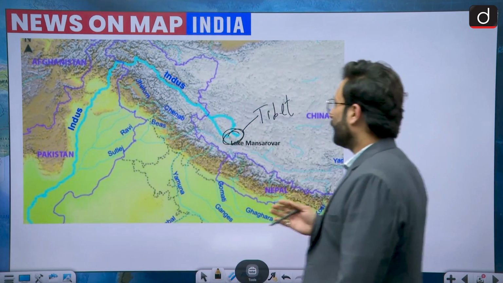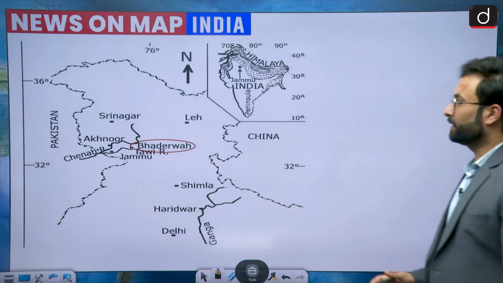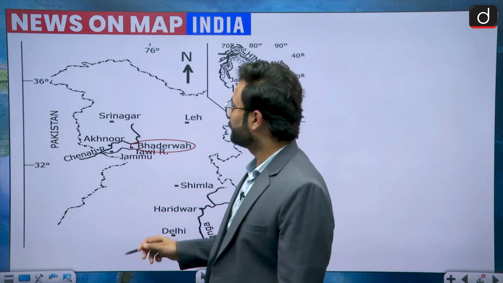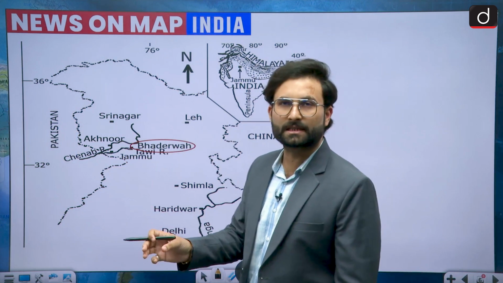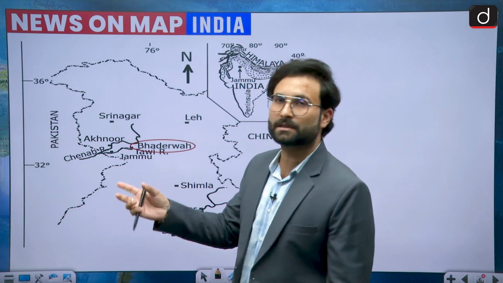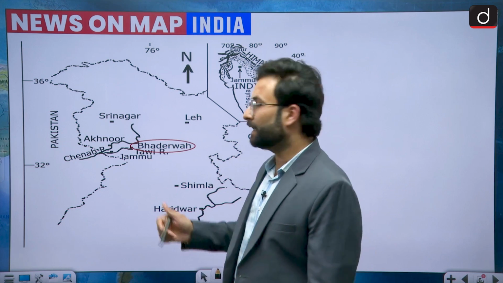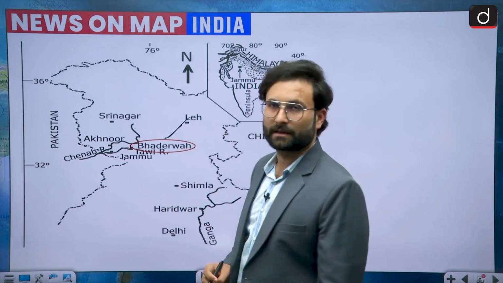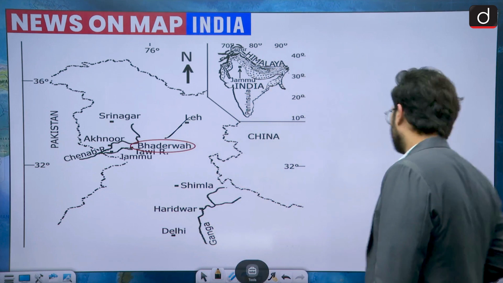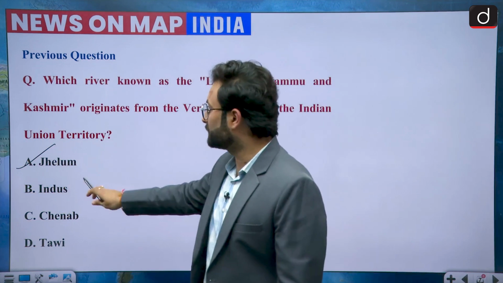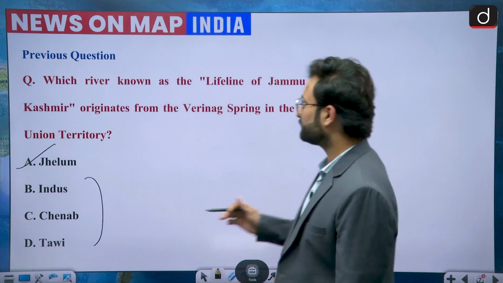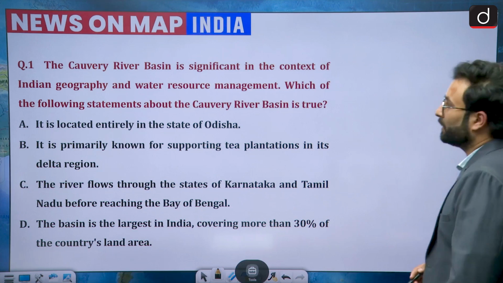Now the third river we can see here is Tavi river. Here this is the Tavi river which ultimately merges with the Chenab river. So we can say that Tavi river is a tributary of Chenab river and it originates somewhere near Bhadarwah district. So that is about Tavi river. So for our question, Jhelum would be your answer. Other than that, we have discussed all these three rivers.